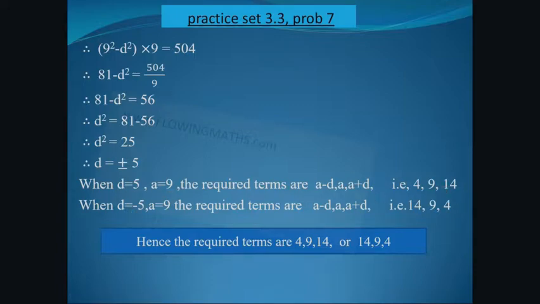When d is minus 5, a is 9. So the first term is 9 minus, minus into minus 5. Minus and minus becomes plus. So it becomes 14. Second term is a. Third term is a plus d, that is 9 plus minus 5, that is 4. So the required terms are either 4, 9, 14 or 14, 9, 4. There are 2 sequences.